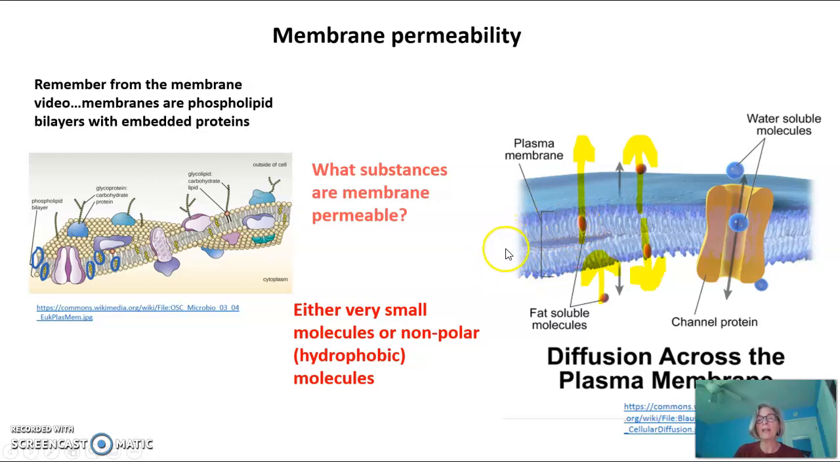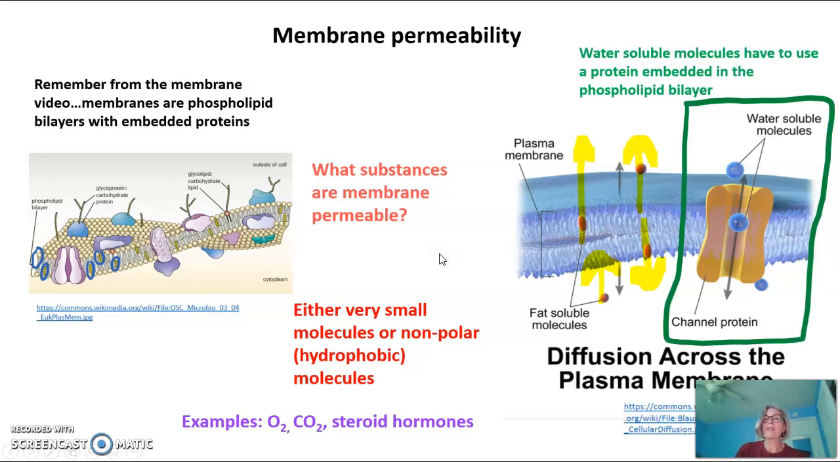And that's because the majority of this lipid bilayer, especially in the middle, is composed of these fatty acid tails. And it's a very hydrophobic environment. So these fat-soluble or hydrophobic molecules can simply dissolve through the membrane and get from one side to the other. Examples of these include oxygen, carbon dioxide, and steroid hormones.